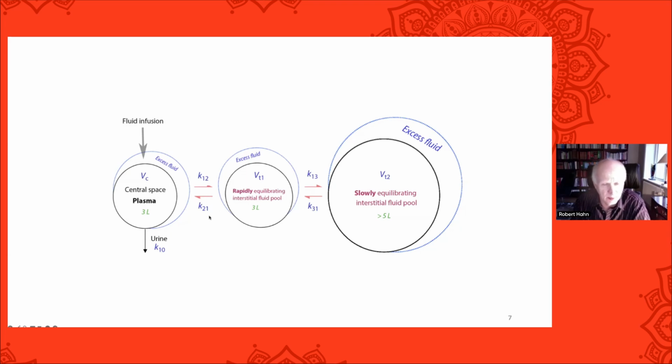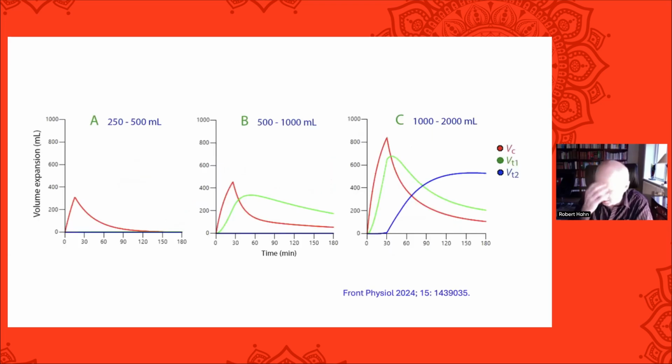K21 is equivalent to the return of the distributed fluid back to the plasma, so that's a lymphatic flow. And we have a fast exchange interstitial fluid pool, and that is kind of the watery part of the interstitium. And we also have what we call the gel phase, which we call the slowly equilibrating interstitial fluid pool. I will get back to this soon because this is what we sometimes call third space, and it's quite interesting. If we go into intensive care, it becomes very important.